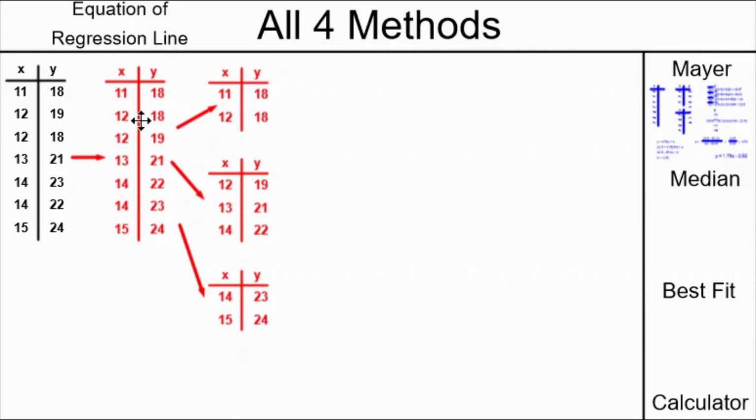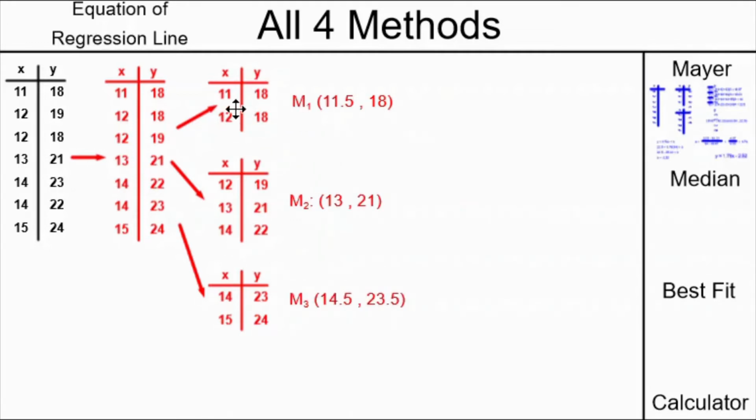The next step is to divide that table into 3 smaller tables that are as close to the same size as possible. And when one of the tables is a different size than the others, that has to be the table that's in the middle. I've done that too. Now I'm going to find the median of the x's and the median of the y's for all 3 tables. So I'm going to find 6 medians.